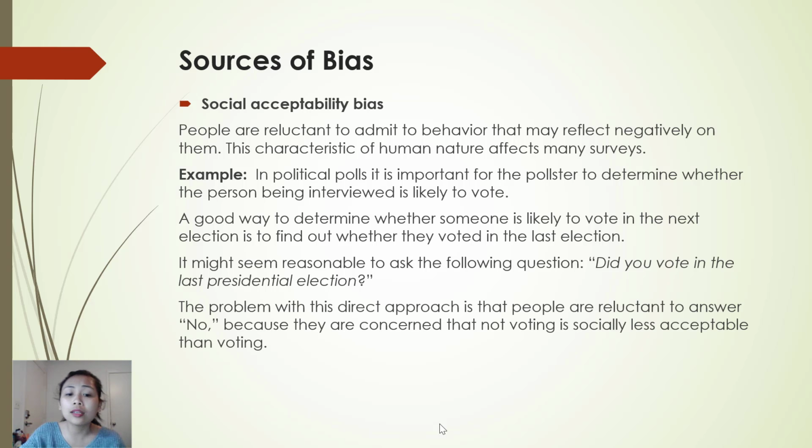The problem with this direct approach is that people are reluctant to answer no because they are concerned that not voting is socially less acceptable than voting. So usually we try to ask the question in an indirect way. Instead of asking, are you going to vote in the upcoming presidential election, we are going to ask, did you vote in the last presidential election?